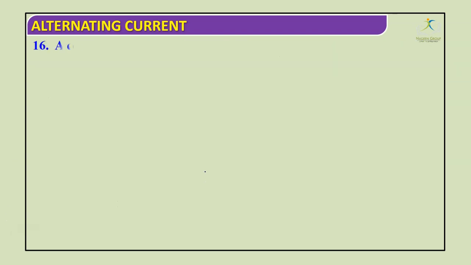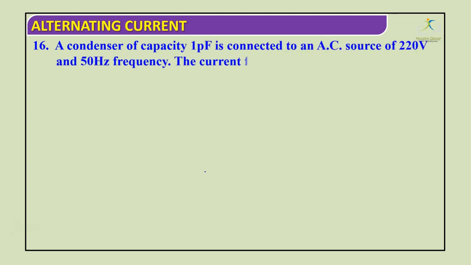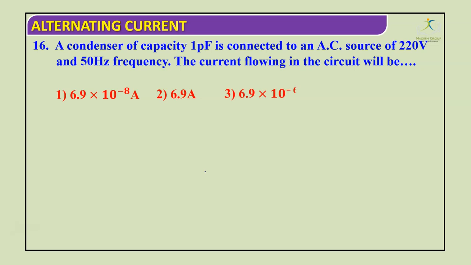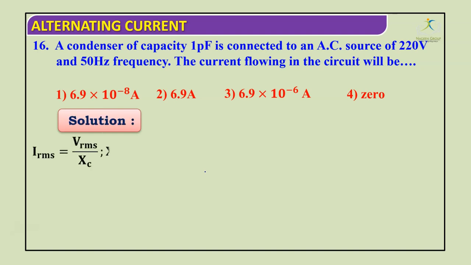Next question, we have a condenser of capacity 1 picofarad connected to an AC source of 220 volt and 50 hertz frequency. The current flowing in the circuit will be: 6.9 × 10^-8 ampere, 6.9 ampere, 6.9 × 10^-6 ampere, and the fourth one is 0. So let's see the procedure part.